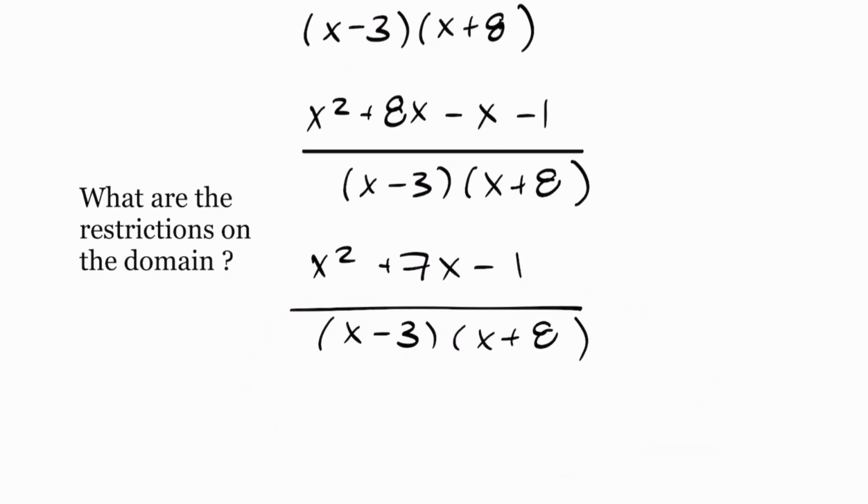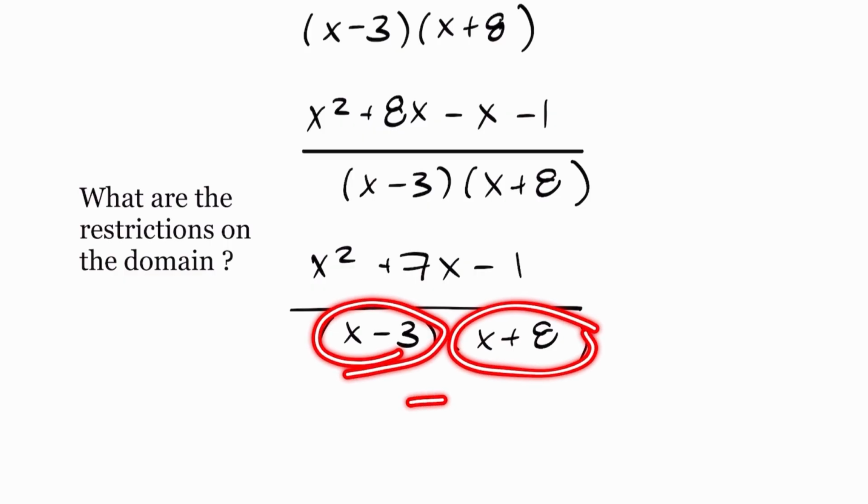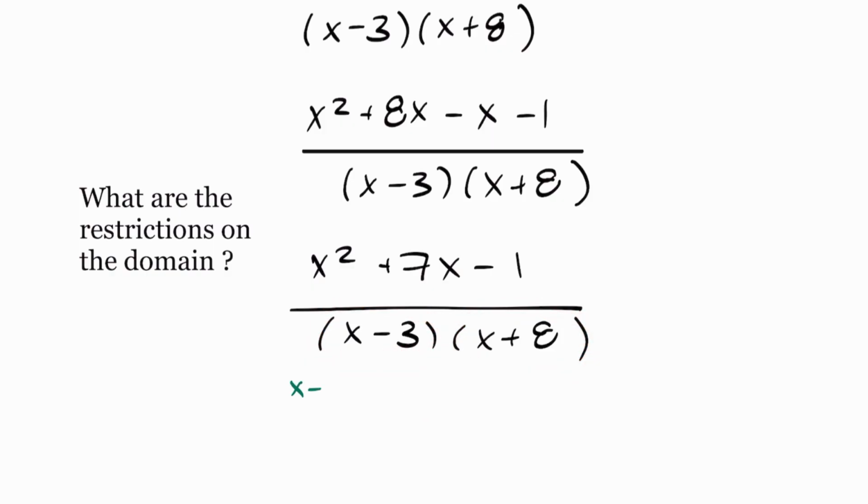All right, now what if you're asked what the restrictions on the domain are, which would be nice to include as part of your solution even if it's not asked. Well, we know that the denominator cannot be equal to 0. Therefore, each of these individual terms cannot be equal to 0. So x cannot be equal to 3 and x cannot be equal to negative 8.